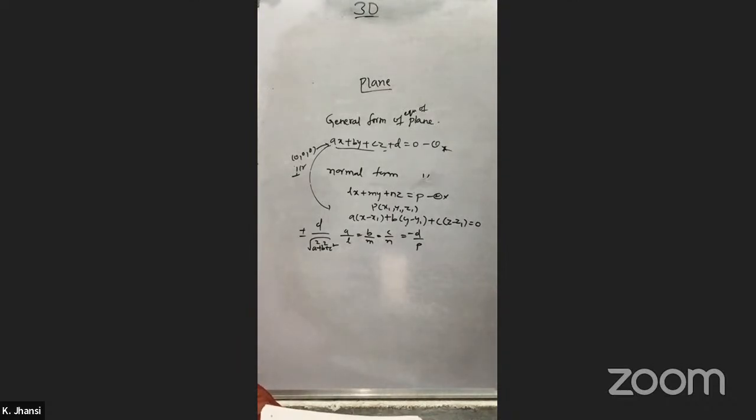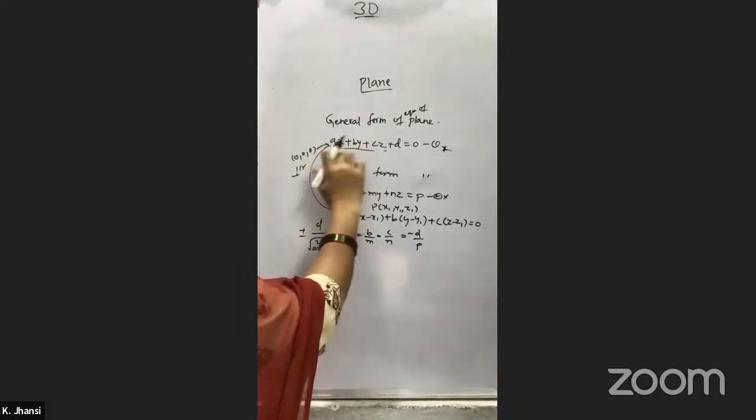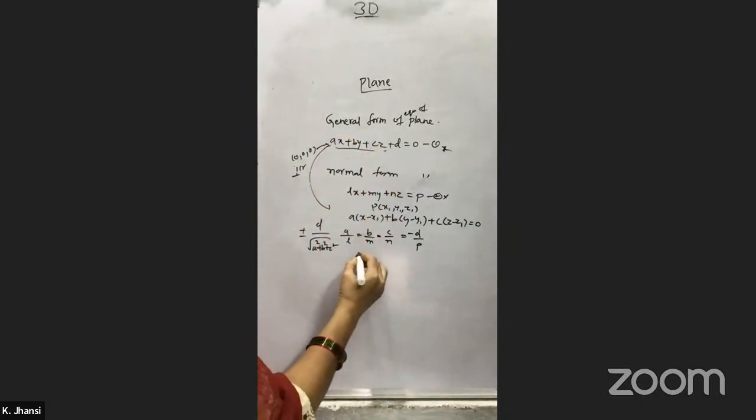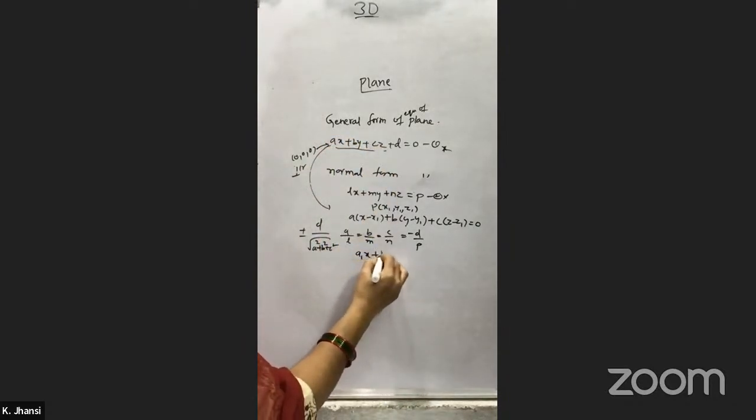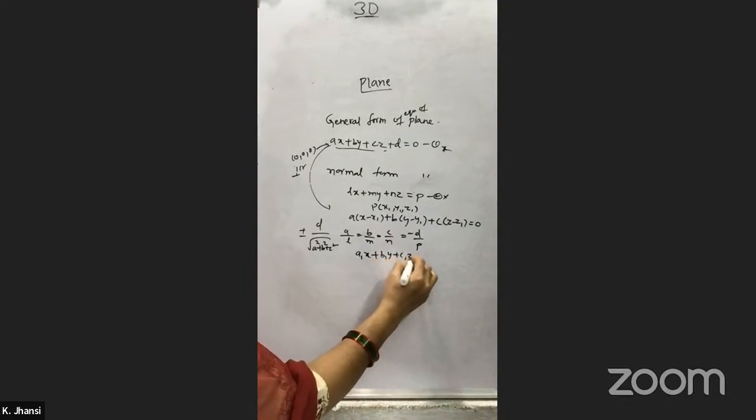Next we have the concept of the angle between two planes. Angle between two planes means here two planes in general form. The two planes will be like this: a1x plus b1y plus c1z.